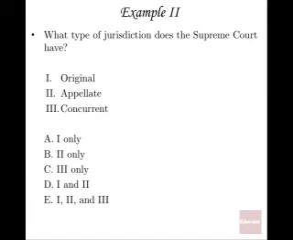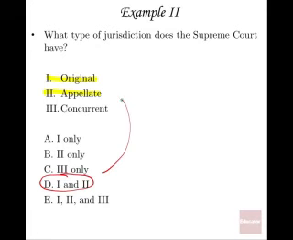Example number 2. What type of jurisdiction does the Supreme Court have? Well, do they have original jurisdiction? Absolutely. Again, that's not the primary thing that they do, but they do have original jurisdiction. Appellate jurisdiction, again, absolutely. Do they have concurrent jurisdiction? Again, it's not the case, because they don't share the authority with states. They're the final arbiter, so they're the final law of the land. So they're not going to have concurrent jurisdiction. So this one's easy, 1 and 2 only. So the answer is D.